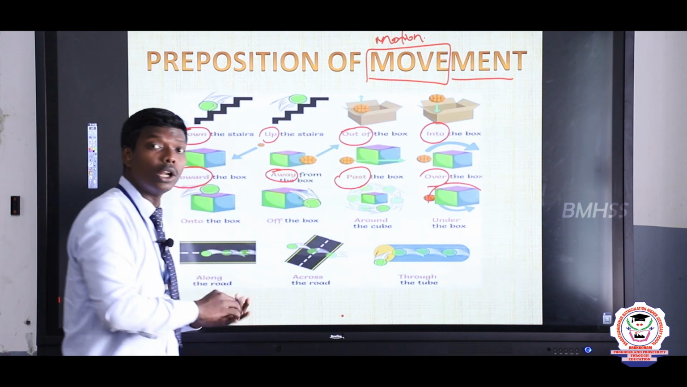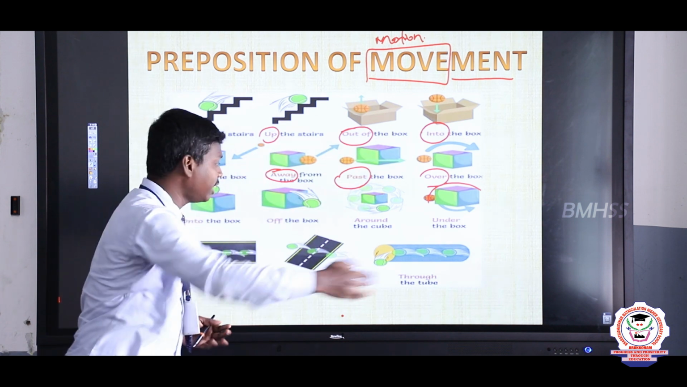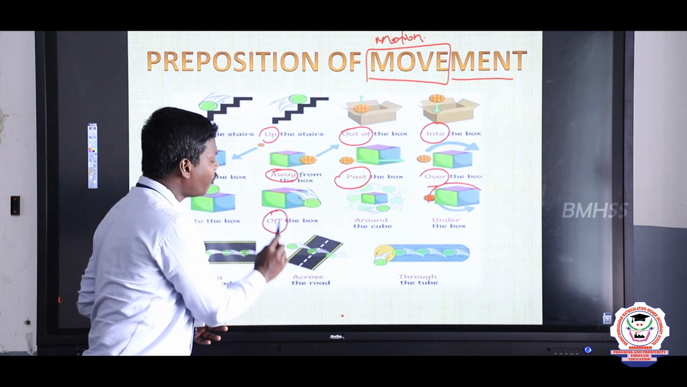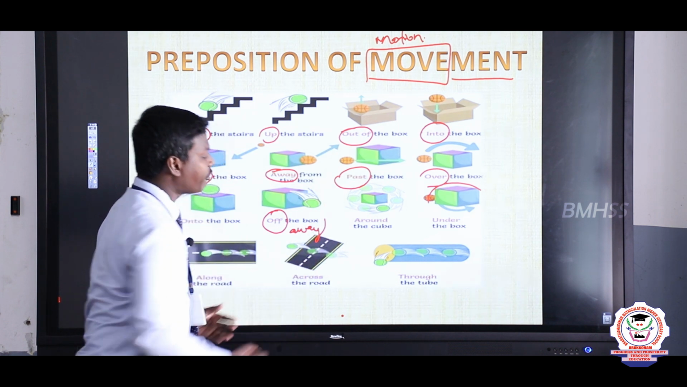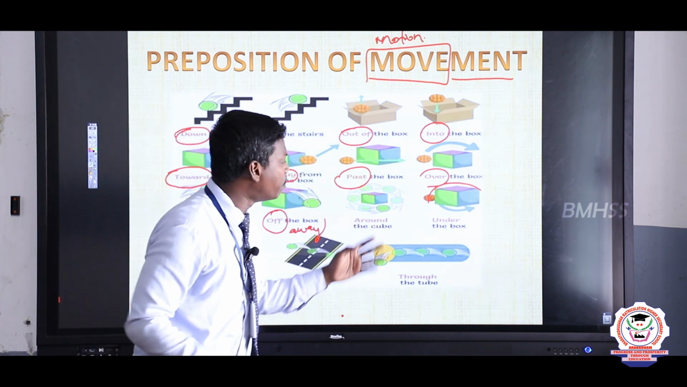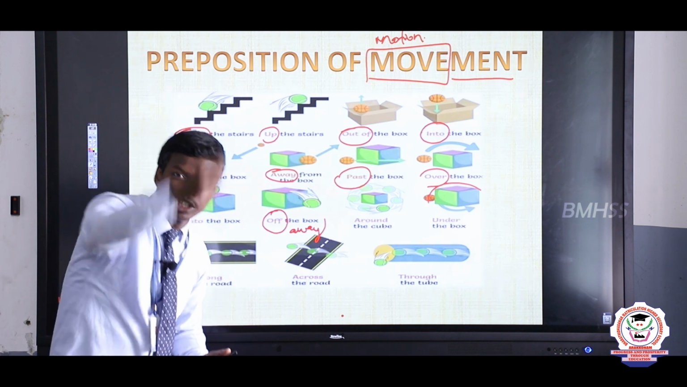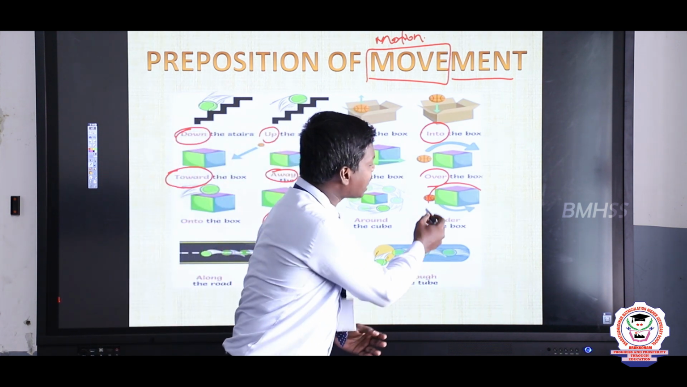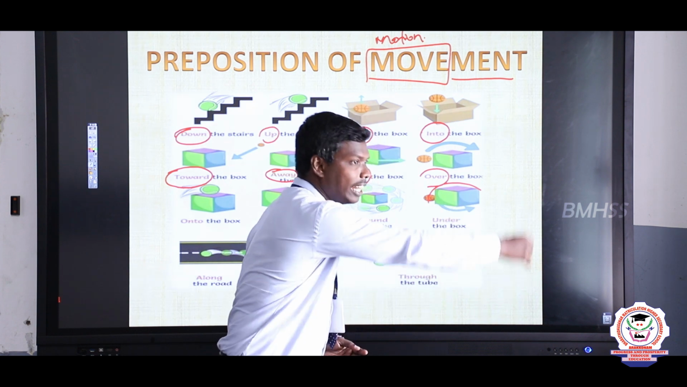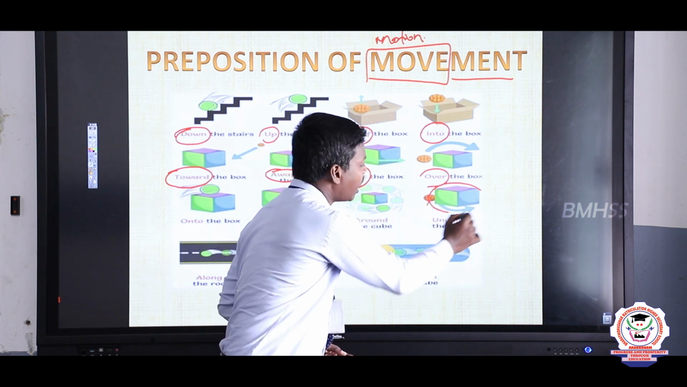And the same ball is taken out of the box, we say that off. So off refers to away from something. And the same ball is rotated around the box, we say that around the box. If the same ball is kept under, so it is taken under the box, we say that under the box.